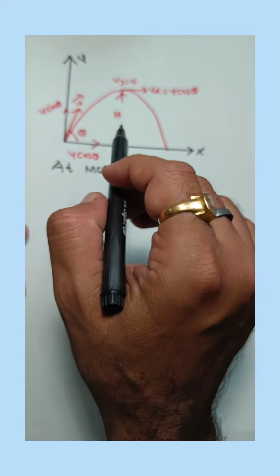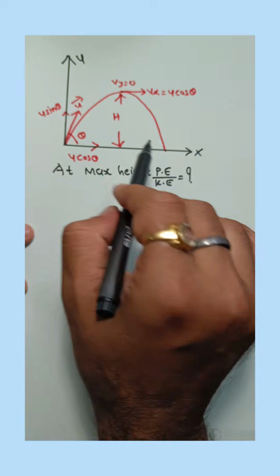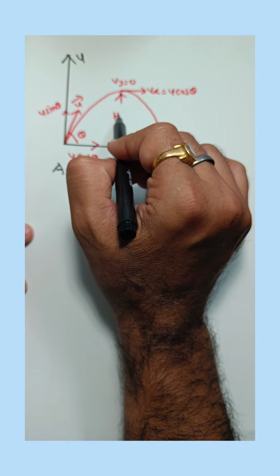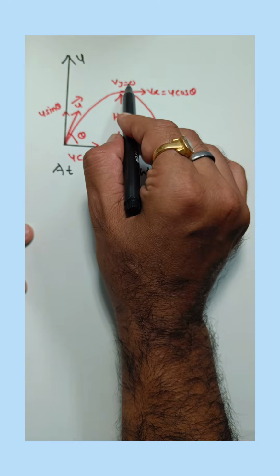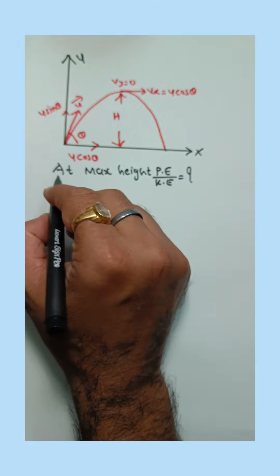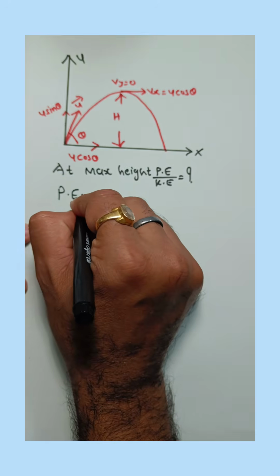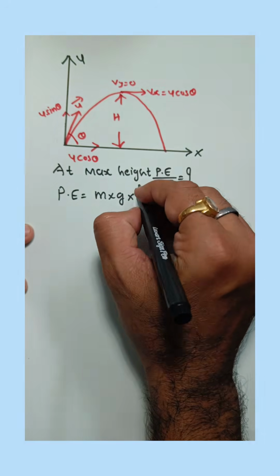In projectile motion, find out the ratio of potential energy to the kinetic energy at the point of maximum height. At maximum height, the y component of velocity is 0 and the x component is constant, so it is u cos theta. Now potential energy is equal to m into g into h.